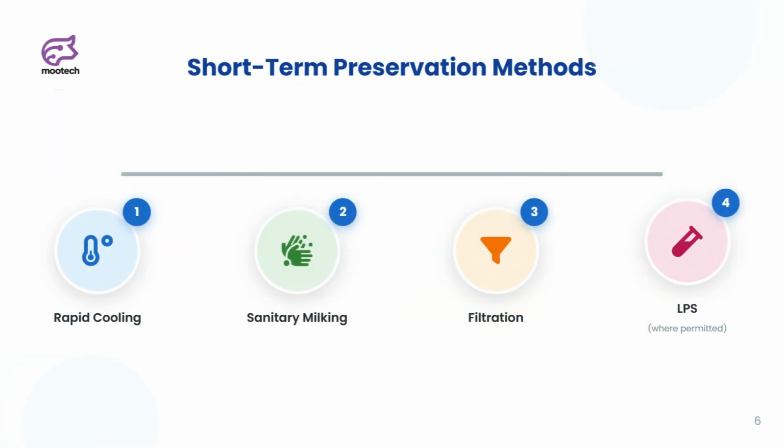Short-term preservation methods include four main strategies. First, rapid cooling. Reducing temperature slows bacterial multiplication. Second, sanitary milking. Clean practices reduce initial microbial load. Third, filtration. This removes visible contaminants. Fourth, LPS system where permitted. Lactoperoxidase system temporarily inhibits microbial growth. However, refrigeration remains the most reliable method.